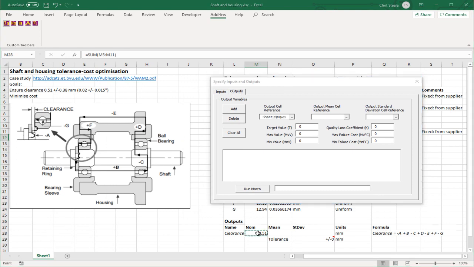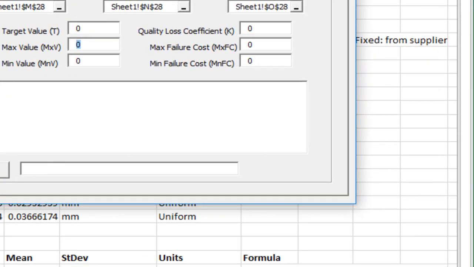So the output is calculated here. We will put the mean in here, and the standard deviation in here. With Robustica, we specify what it is that we want optimized. Now, often, if we're looking at quality, we would specify a target value. But in this context, because we're going down the path of using tolerances as our paradigm, we need to specify the maximum value that's allowable and the corresponding cost, and the same for the minimum. So the maximum value would be 0.51 plus 0.38. That means the maximum allowable value, or the point where failure occurs, would be 0.89.